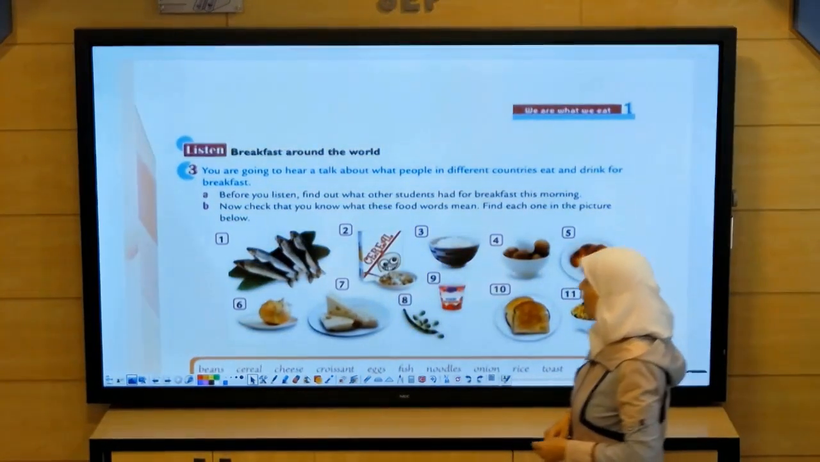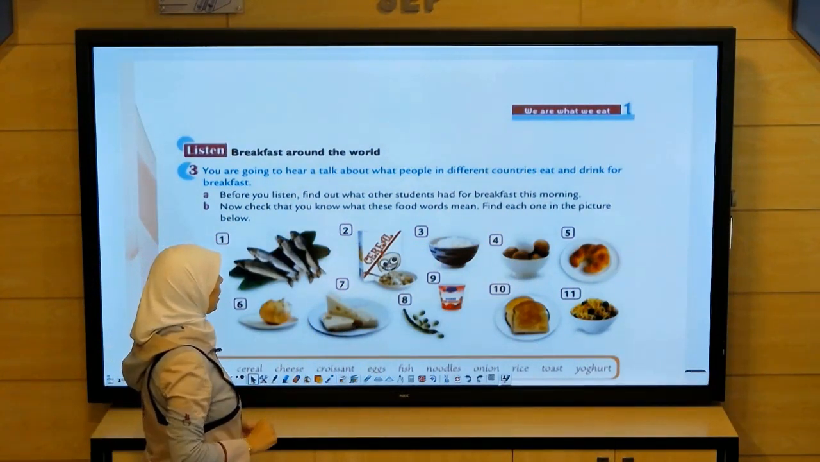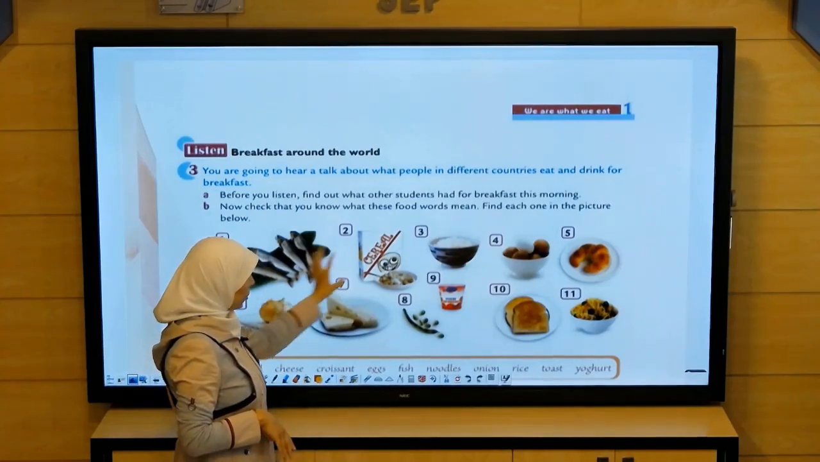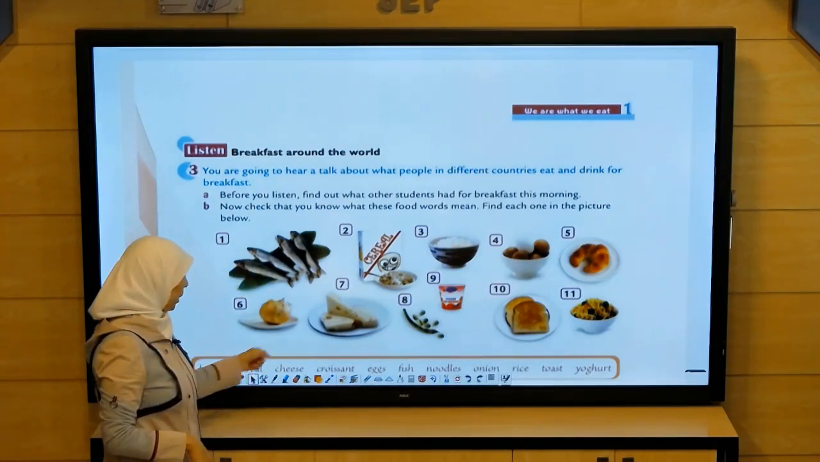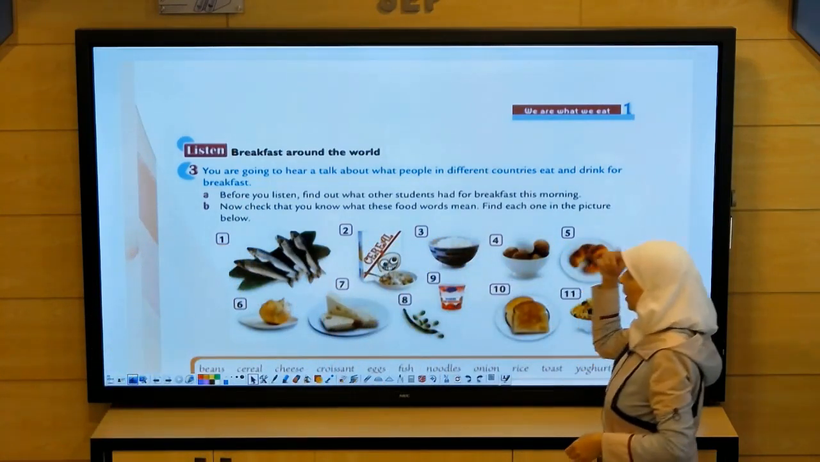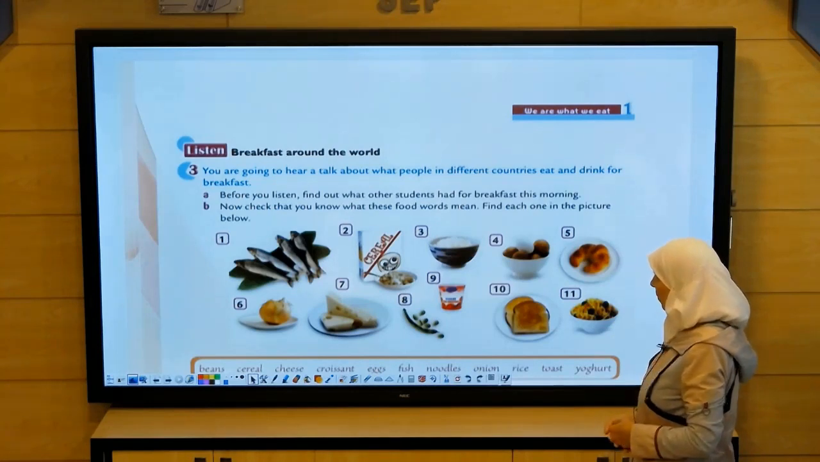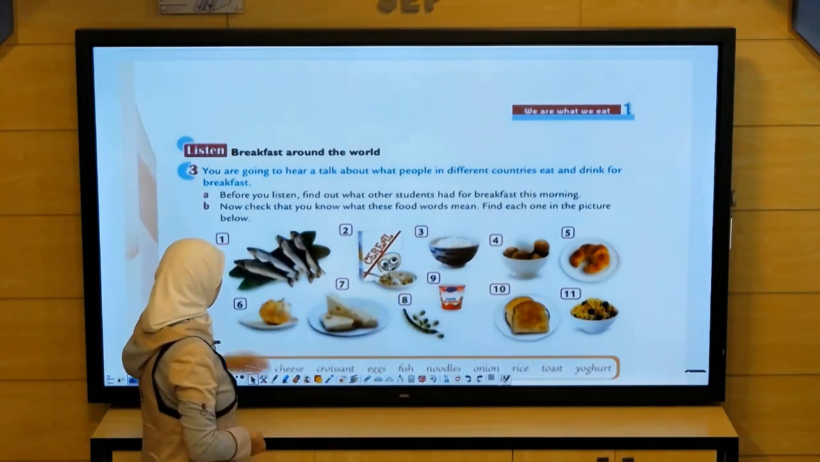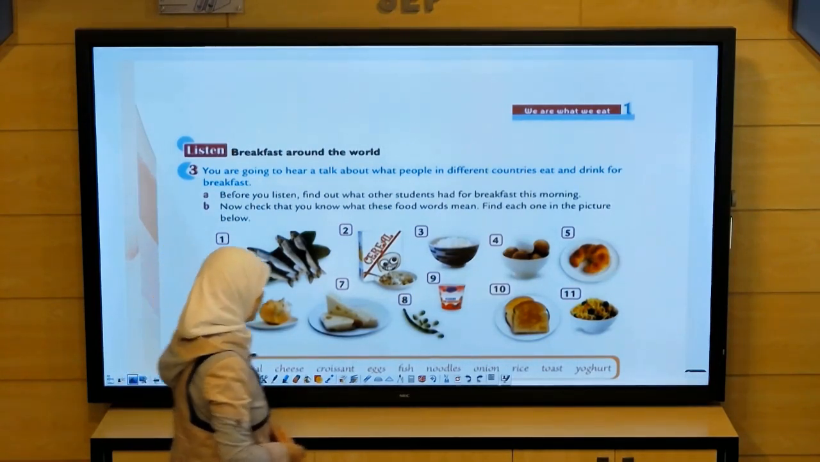Okay. Here, also, we have some breakfast around the world. You are going to hear a talk about what people in different countries eat and drink for breakfast. I want you to look at these pictures here. We have 11 photos of food, and I want you to match between its names and the picture. Before we listen, find out what other students around the world had for their breakfast. Let's match them. We have here some popular food. You can know them. Let's match them.